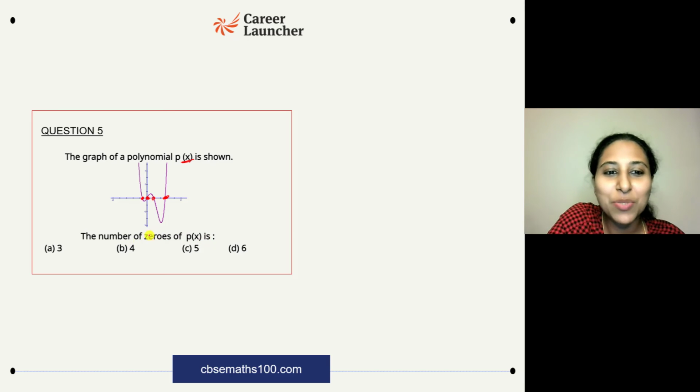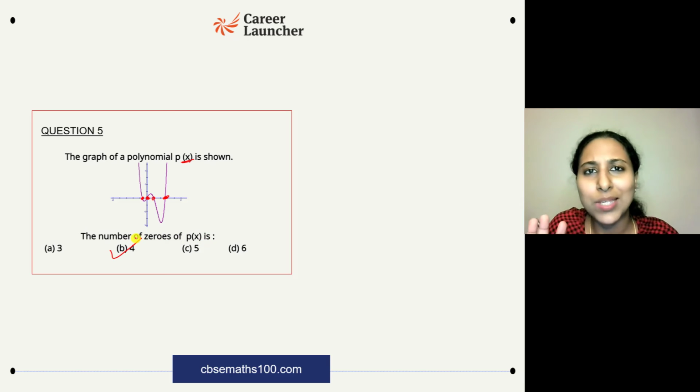Number of zeros of p of x will be 4. Direct question, just trace your finger along the x-axis, very easy to score.